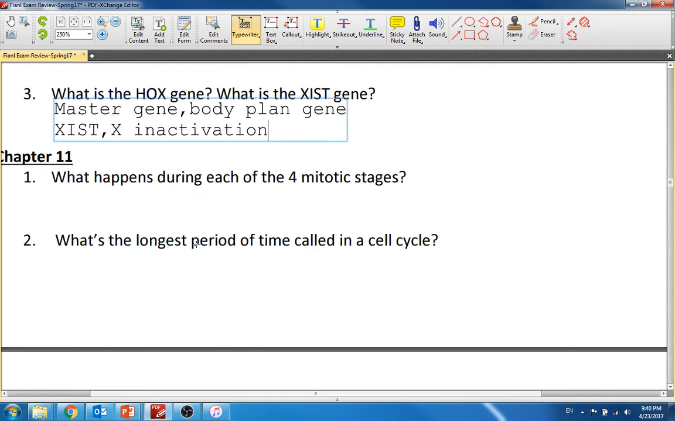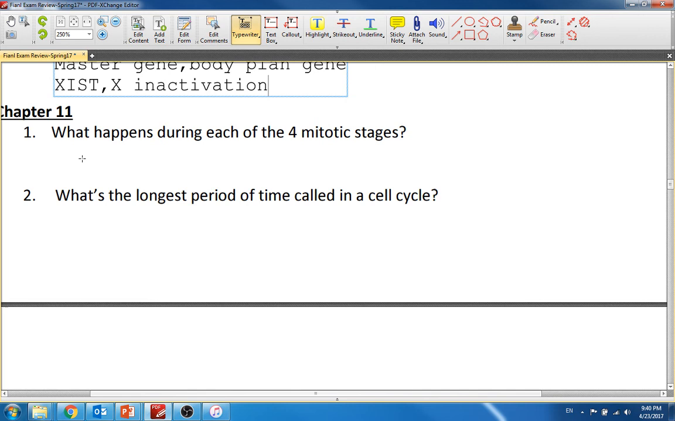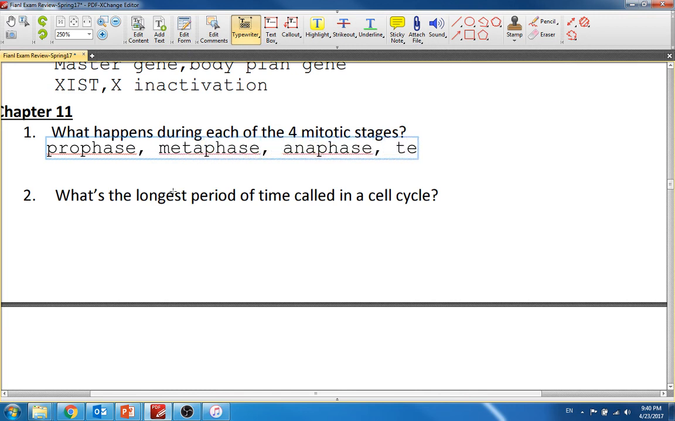Chapter 11. What happens during each of the 4 mitotic stages? So first remember that the names of the 4 stages are prophase, metaphase, anaphase, and telophase. In the prophase, first the DNA will condense, the sister chromatids will become visible, spindle fibers will form, spindle fibers will connect to the sister chromatids on the 2 sides, and also the nuclear membrane will disappear.